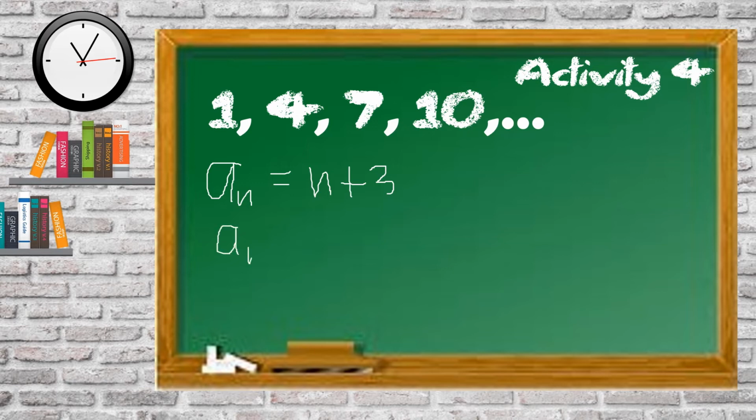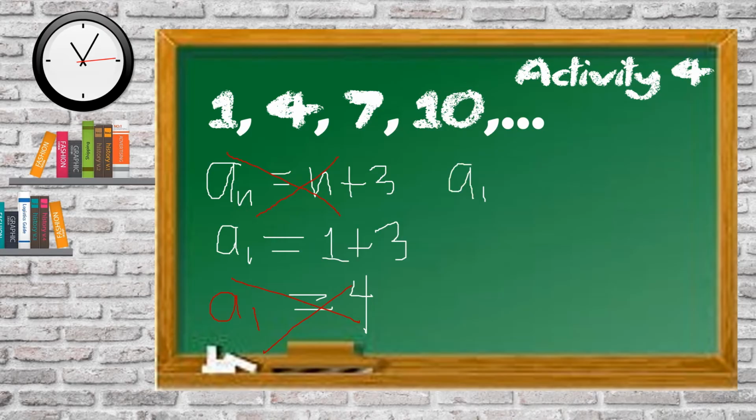So, a sub 1 equals, since first term yan, ang n natin ay 1 plus 3. But 1 plus 3 equals 4. Pero hindi naman 4 ang ating first term, di ba? Pangalawa pa yun eh. Ibig sabihin, ang ating equation na a sub n equals n plus 3 para sa a sub 1 ay hindi tama. Hindi siya angkop. Diba? So, try natin yung ibang equation.